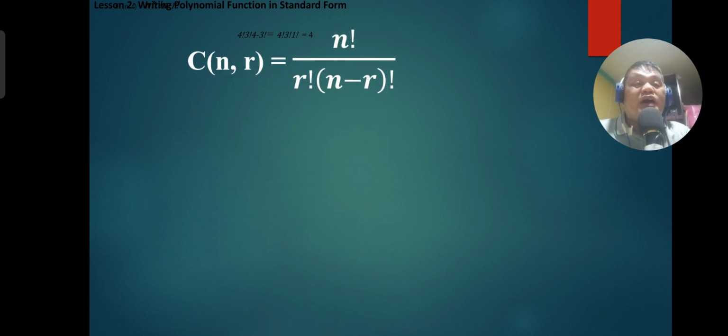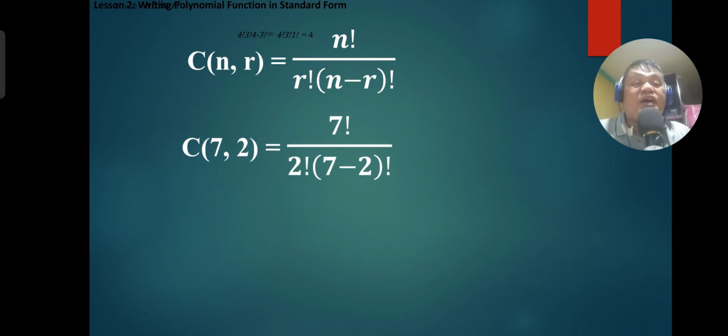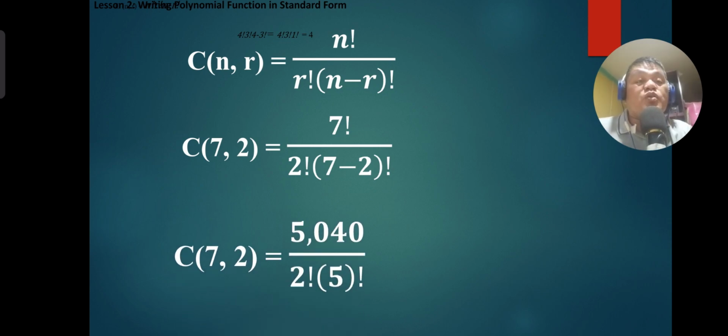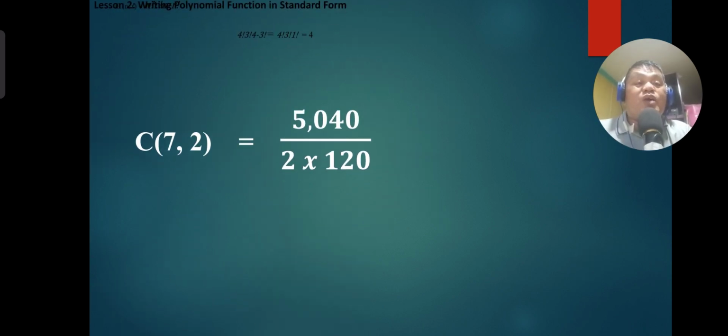Using the formula, we are going to substitute the value of n equal to 7 and r equal to 2. So this will be equal to 7 factorial over 2 factorial times quantity 7 minus 2 factorial. So 7 factorial is 7 times 6 times 5 times 4 times 3 times 2 times 1, which is equal to 5,040, using your calculator, over 2 factorial. And 7 minus 2 is equal to 5 factorial.